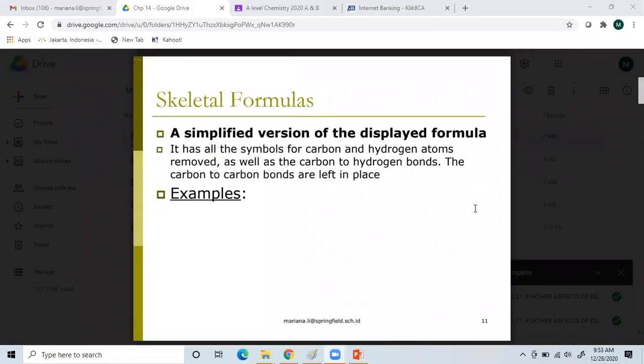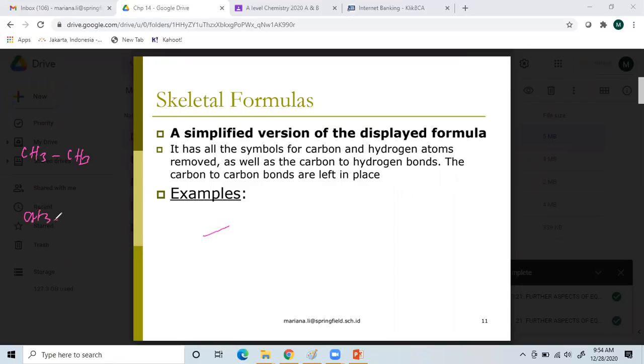Okay, the last one is a skeletal formula. It is a simplified version of the display formula. It has all the symbols for carbon and hydrogen atoms removed, as well as the carbon to hydrogen bonds. Let's say we have ethane once again, and I'd like to make the skeletal formula. It will be like this, only one line like this.